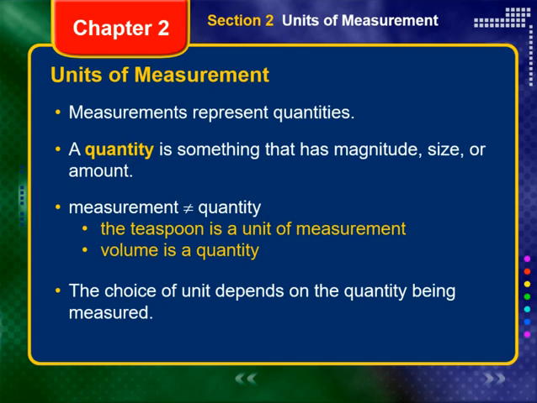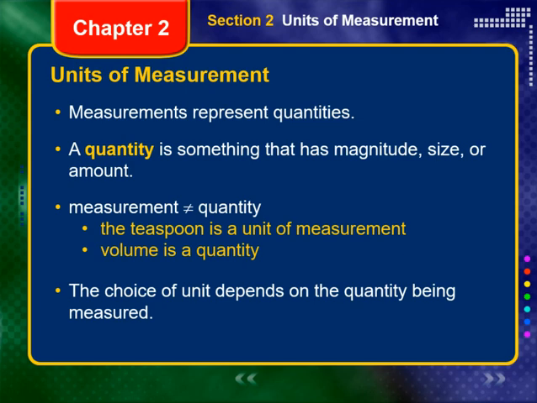Measurements represent quantities. A quantity is something that has magnitude, size, or amount. A quantity is not the same as a measurement. For example, the quantity represented by a teaspoon is volume. The teaspoon is a unit of measurement, while volume is a quantity. A teaspoon is a measurement standard in this country.